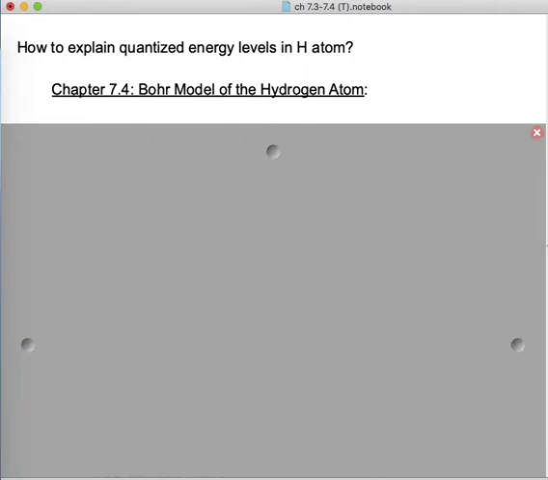How do we explain quantized energy levels in the hydrogen atom? Well, the first person to come up with both a qualitative and quantitative explanation was Niels Bohr, for which he won, I believe it was the first Nobel Prize in Physics. And I'm going to go through very quickly the qualitative description of the Bohr model of the hydrogen atom, and then we will move shortly to the quantitative version of it.